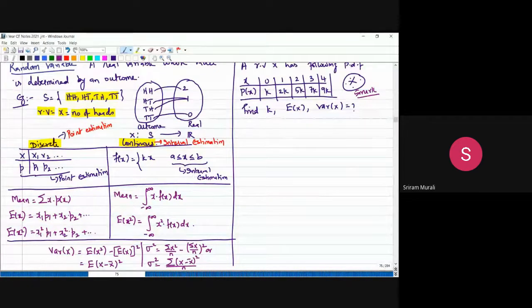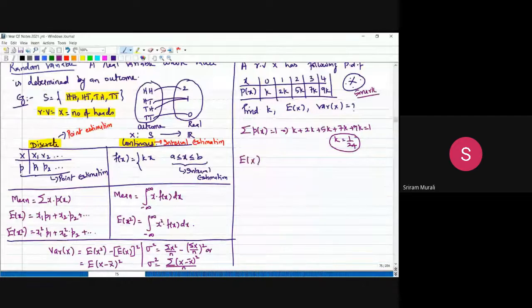Whenever they ask you to find this unknown, always we will take total probability as 1. If I take total probability as 1, this will be k plus 2k plus 5k plus 7k plus 9k is equal to 1. Hence, 24k is 1, k will be 1 by 24. Having found k, only then can we find the rest.